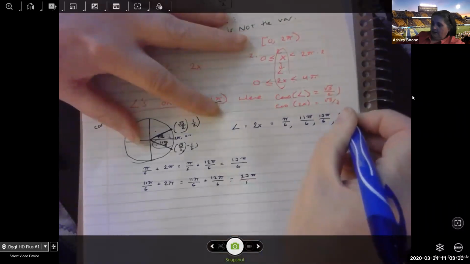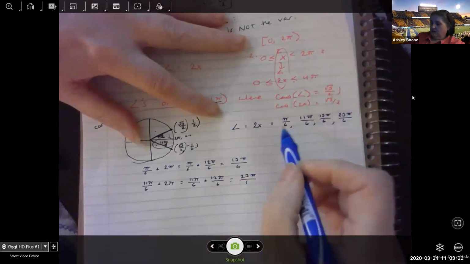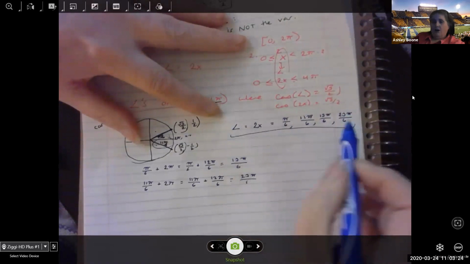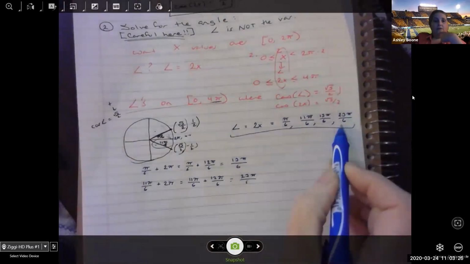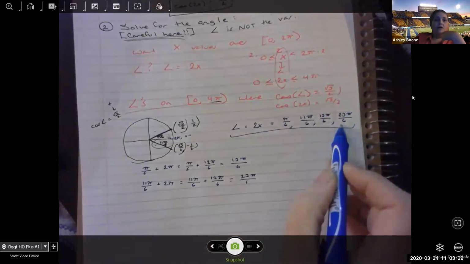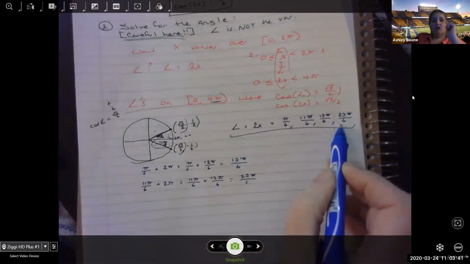Notice all of these values are within the interval 0 to 4 pi. 4 pi with a denominator of 6 would be 24 pi over 6. So we're just shy of that second revolution. We have 4 solutions to this, okay? But the question is, we want to solve the equation. That means we want to solve for the variable.